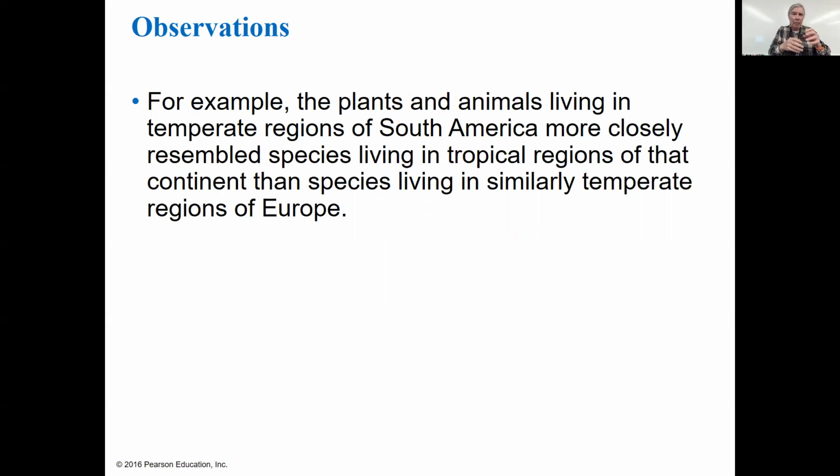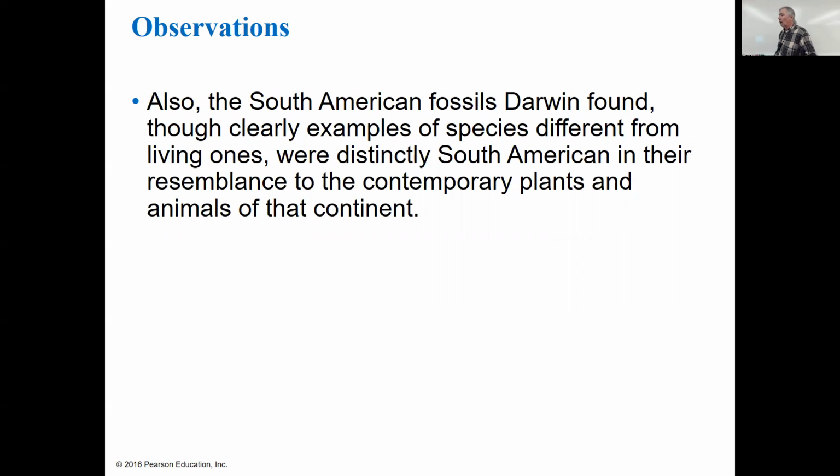So the organisms in a temperate environment look more similar to the organisms in the tropical rainforest of South America than they do to the organisms that live in a temperate area in the Northern Hemisphere. So also the South American fossils Darwin found, though clearly examples of species different from living ones, were distinctly South American in their resemblance to contemporary plants and animals of that continent.